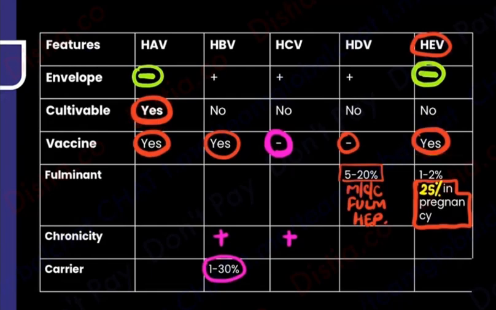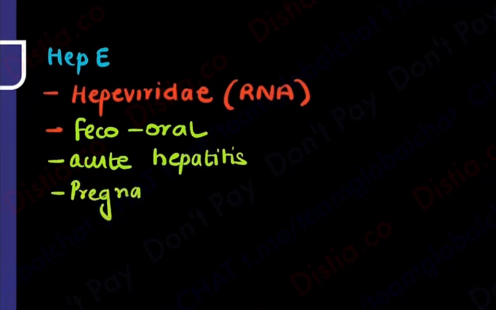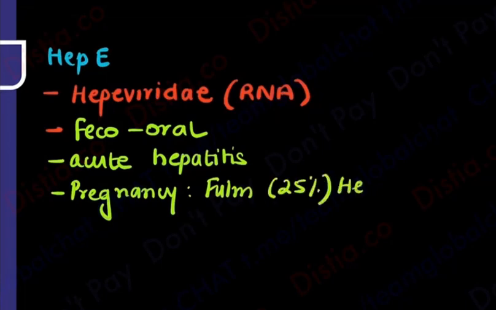Is there a vaccine? Yes, there is a vaccine, although I would say that it's only in China. I'll talk to you about it. Is it a cause of fulminancy in pregnant women? Yes, it is. So what are the quick points that I can tell you about hepatitis E? It now belongs to the Hepeviridae family, which belongs to the RNA viruses. In terms of the route, it is going to be a feco-oral route, and it is of course going to cause acute hepatitis, right? But in pregnant females, the fulminant hepatitis rate is going to be 25%. It causes fulminant hepatitis.